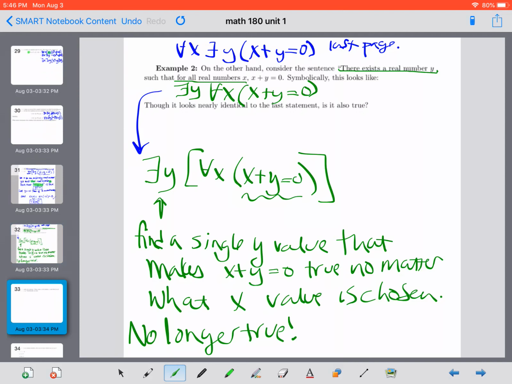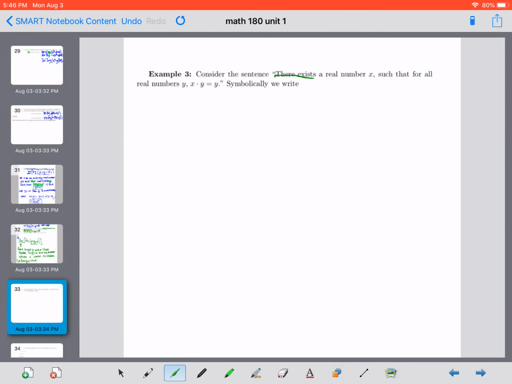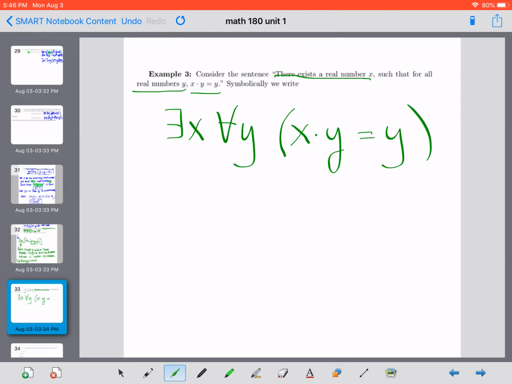So let's look at one more example. Consider the sentence, there exists a real number x such that for all real numbers y, we have x times y is equal to y. This is an exists for all. So this is sort of like example 2 here.